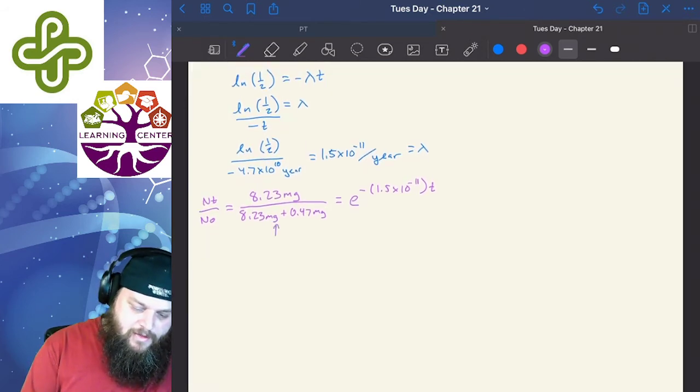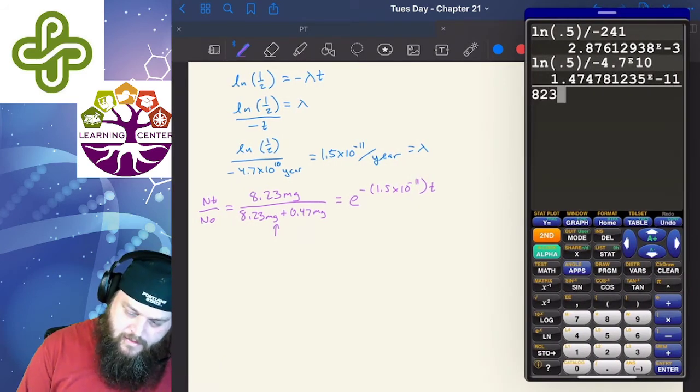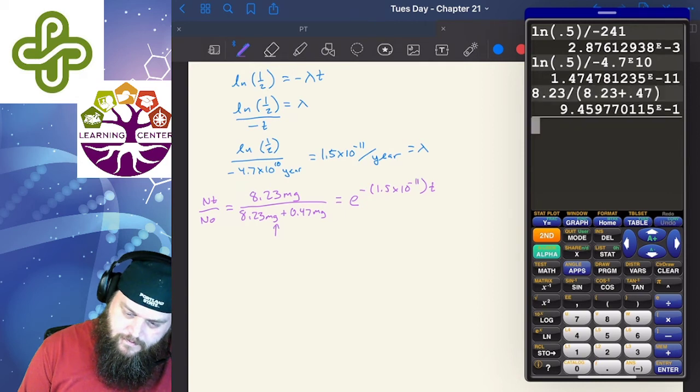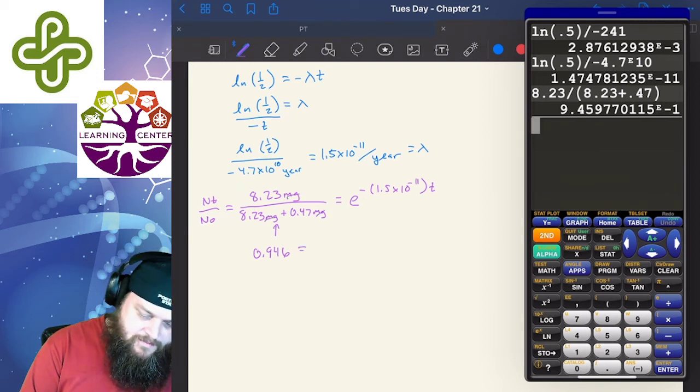So I'm going to find out what this number is here real quick. Make writing it out a little easier. Oops, I forgot my decimal. So this is going to be 0.946, let's say, 3 sig figs. And the units of milligrams are going to cancel out across the board.